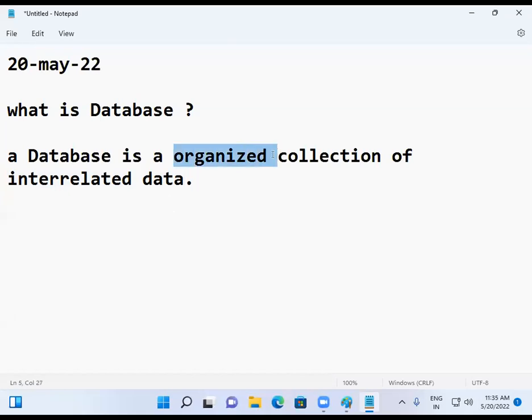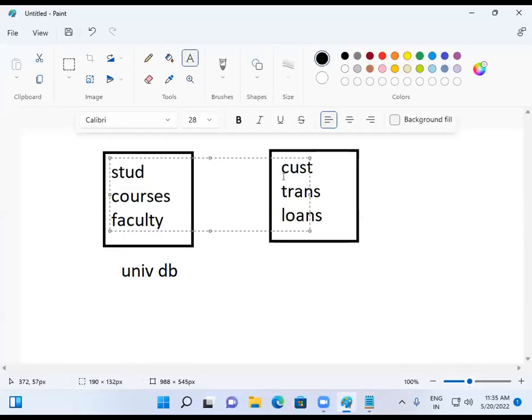And what is this? Organized. What does organized mean? In a database, not only is storing the data important, the data must be organized. If the data is not properly organized, accessing it is difficult.